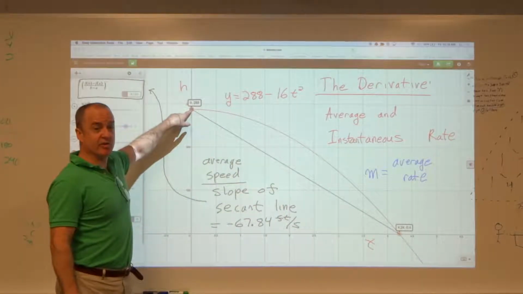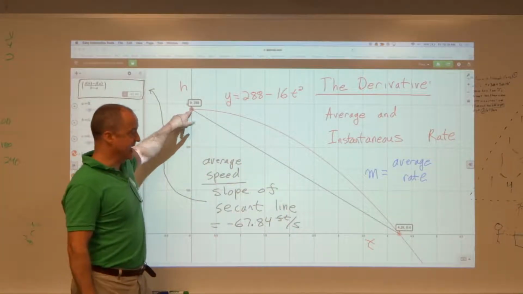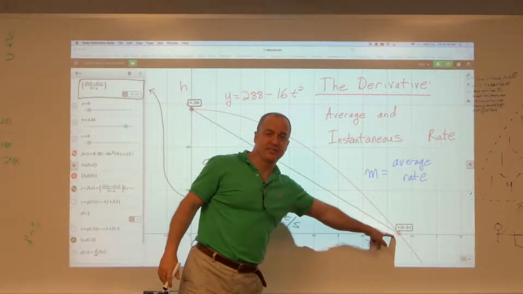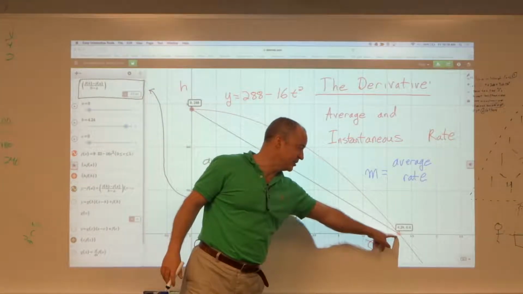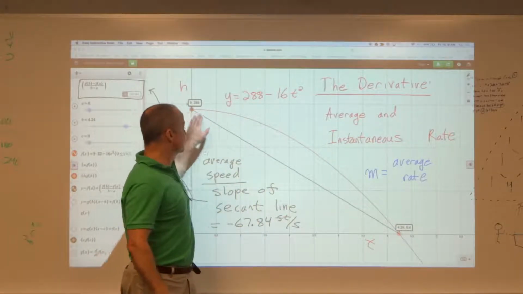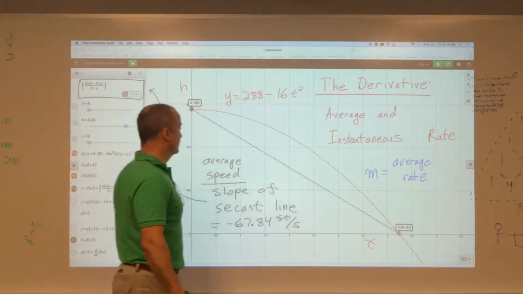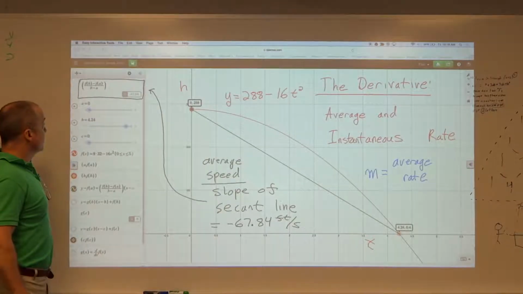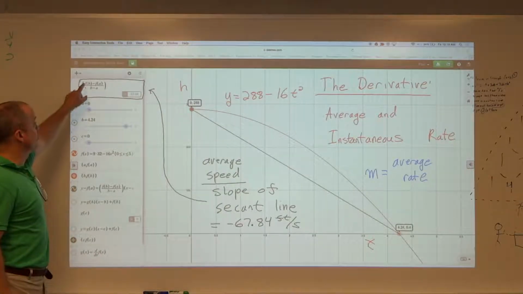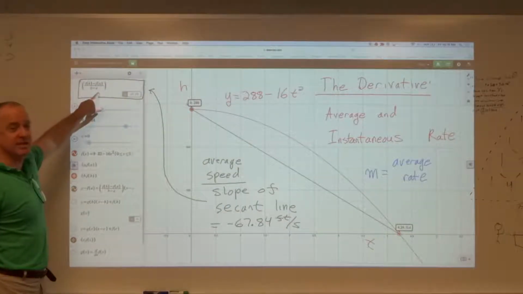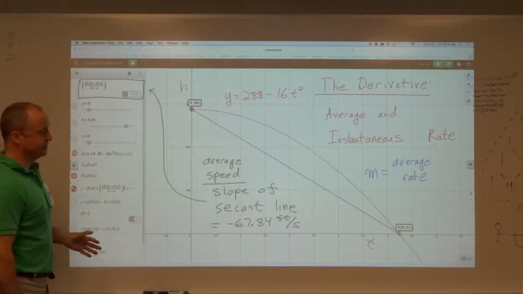He started at 0 feet per second. He hit the ground at a speed we don't know yet. Physics kids have a formula for that, but I'm asking them not to use it. And his average speed along the way was the slope of that secant line, which is your y2 minus y1 over x2 minus x1. All right, so what's the difference between average and instantaneous?